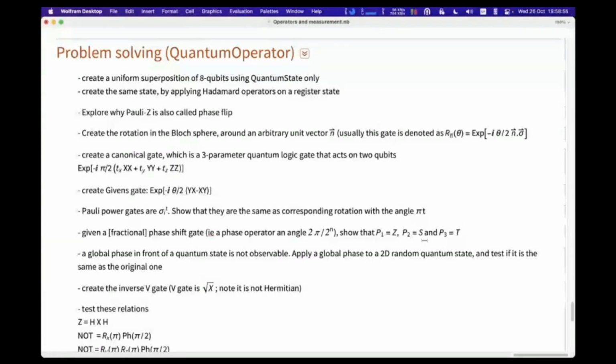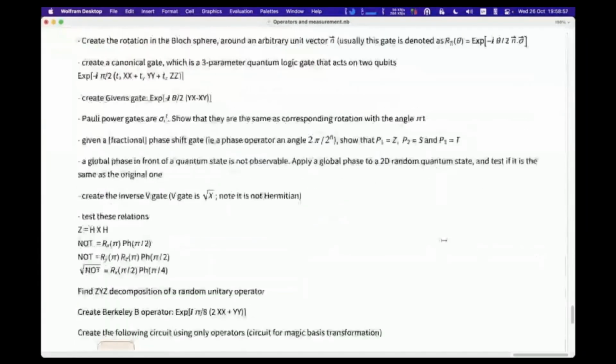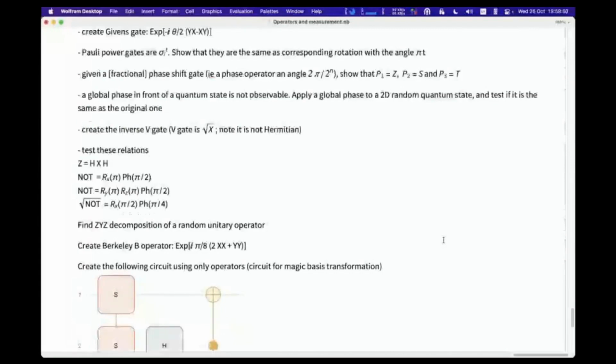Okay, we are on time. Any comment, any more questions? Nick, do you have any input, any comment you would like to add regarding quantum operators?